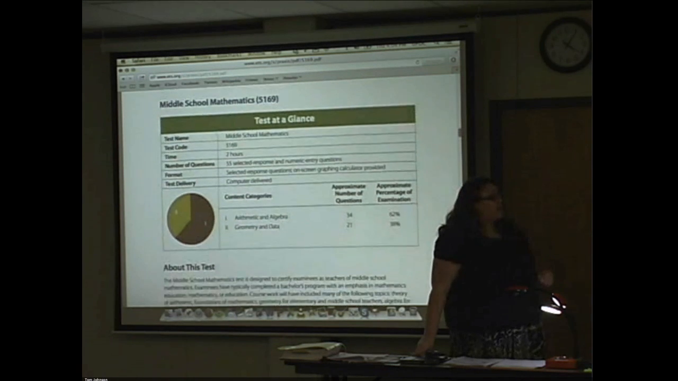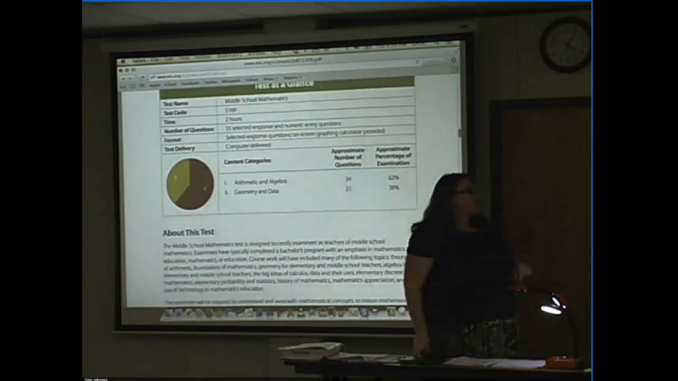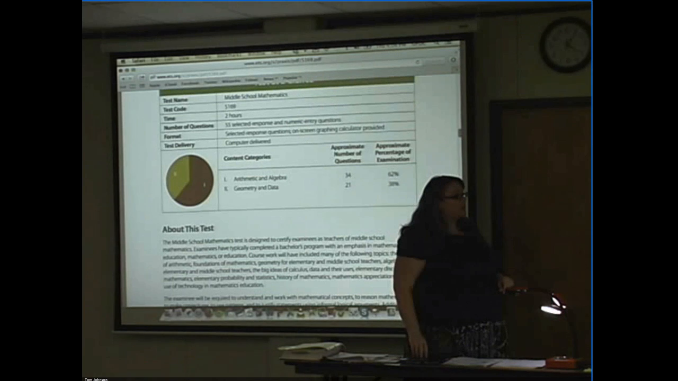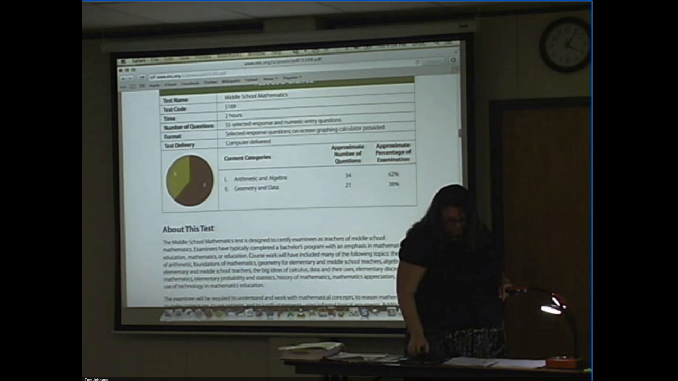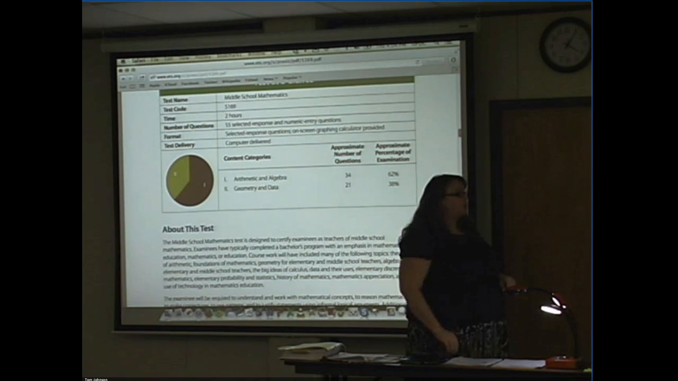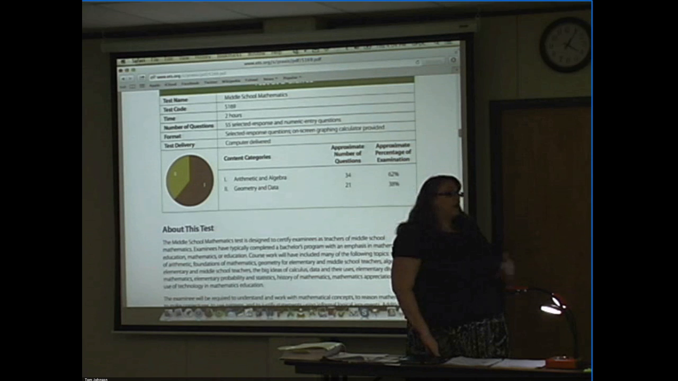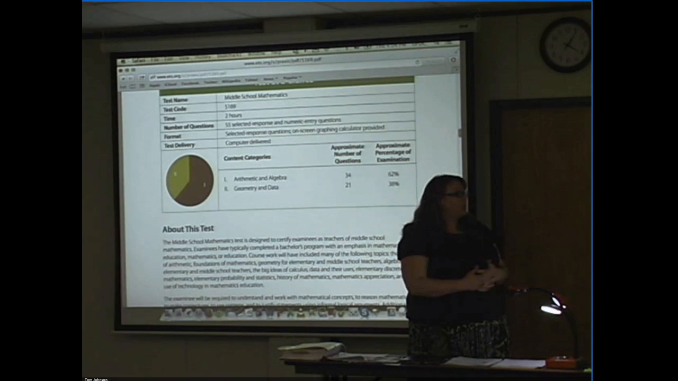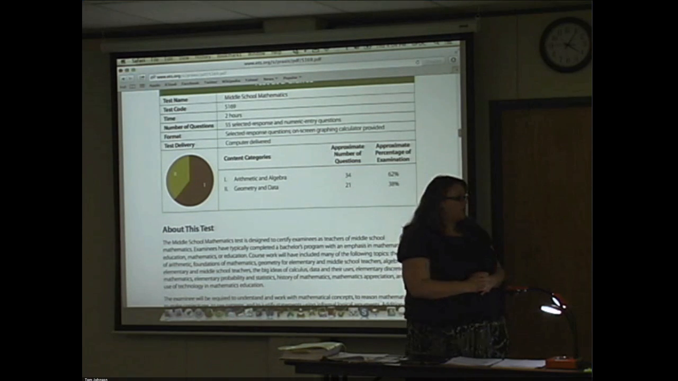Okay. On here you can see where it was broken down that arithmetic and algebra is going to be 62% of your test, where the geometry and data is the 38%. And I know a lot of you would have liked to have seen more emphasis on geometry, but you can see why we chose the arithmetic and the algebra to really focus on, because that's where a lion's share of your test is coming from.